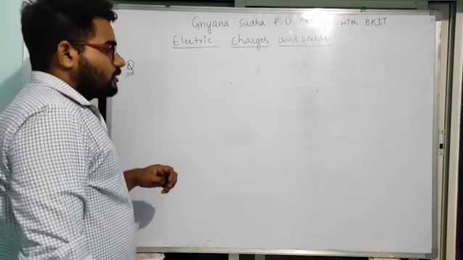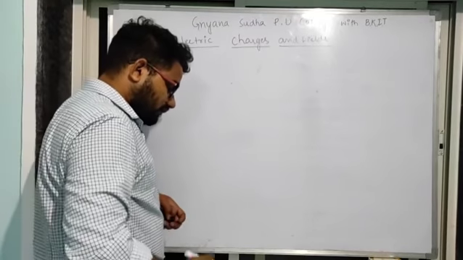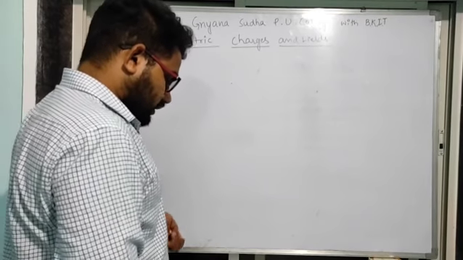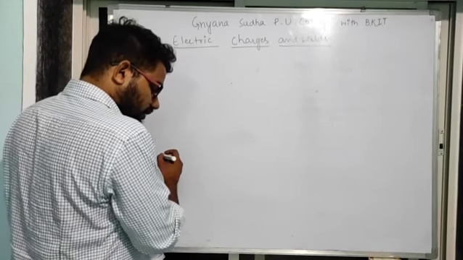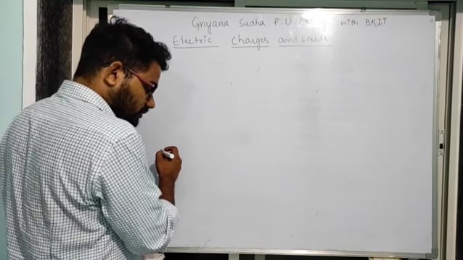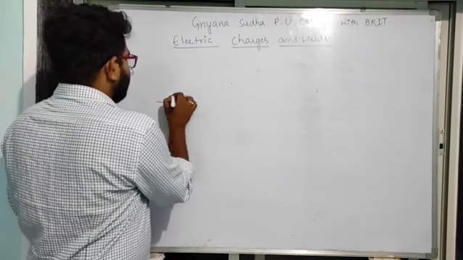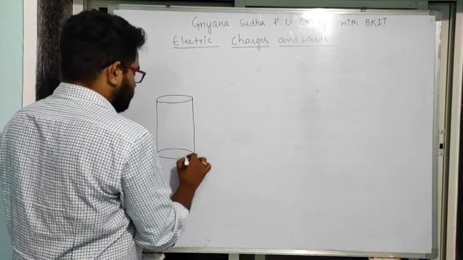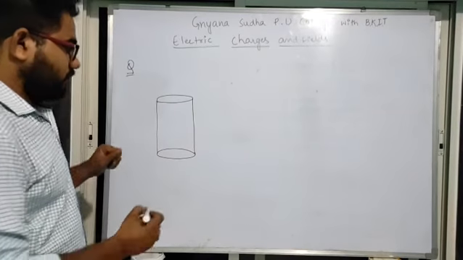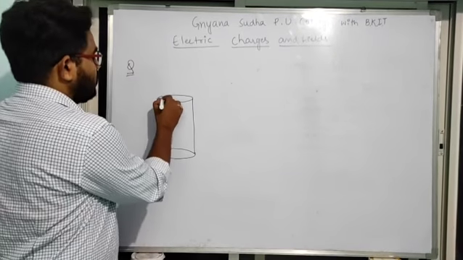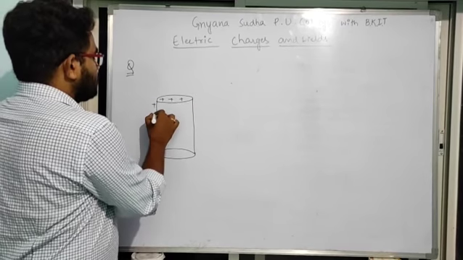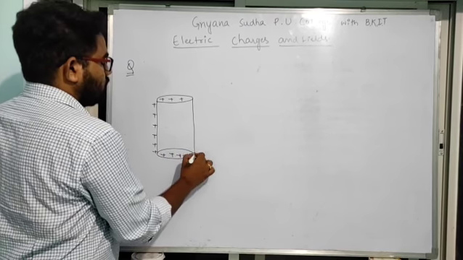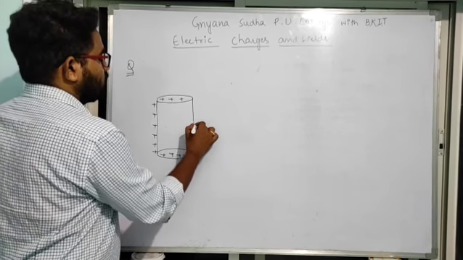Okay. The question is, which of the following figures correctly shows the top view of a sketch of electric field lines for a uniformly charged hollow cylinder as shown in the figure? They have given a figure like this, a cylinder. Okay, just drawing the figure. They have given a hollow cylinder and the charge is on that one, positive charge.